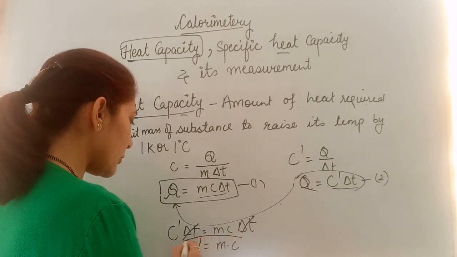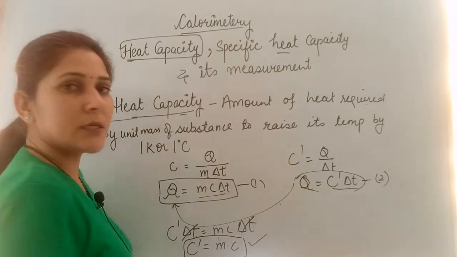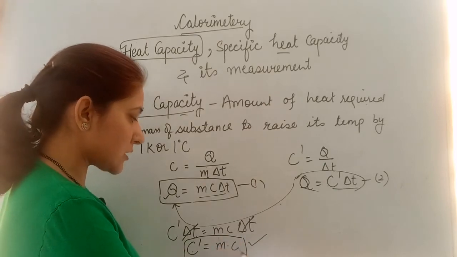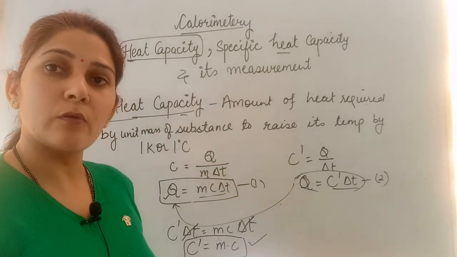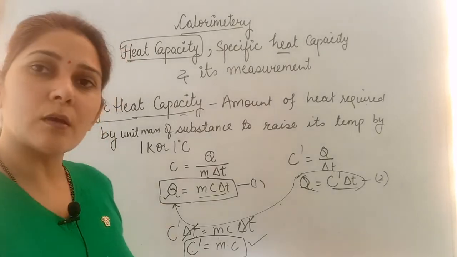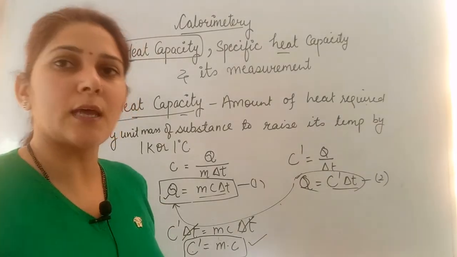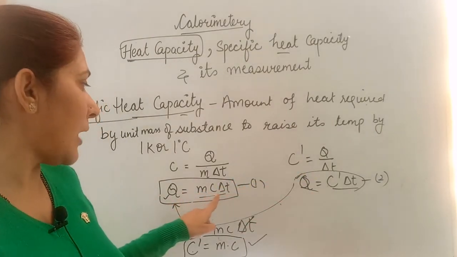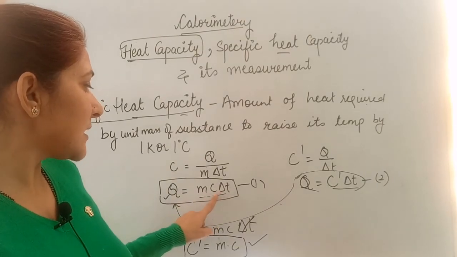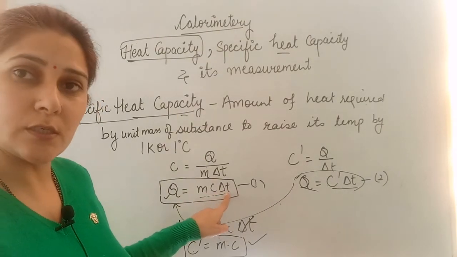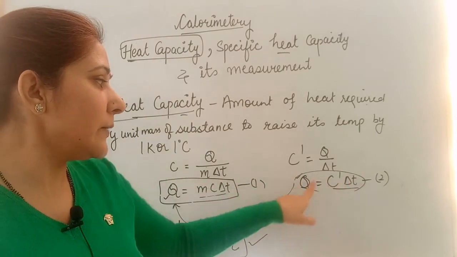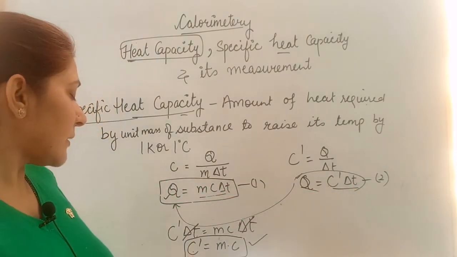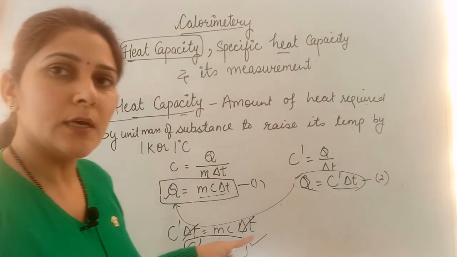This is one of the relations which can also be used to calculate the heat required, or to calculate the heat capacity, or the specific heat capacity, or to calculate the mass which is absorbing a particular amount of heat to raise its temperature. So all these are the relations which you need to remember for your numerical purpose. Q is equal to mcΔT, where m is the mass, c is the specific heat capacity, ΔT is the change in temperature. Q is equal to C'ΔT. Q is the heat required, C' is the heat capacity, ΔT is the change in temperature, and heat capacity is equal to mass into specific heat capacity.